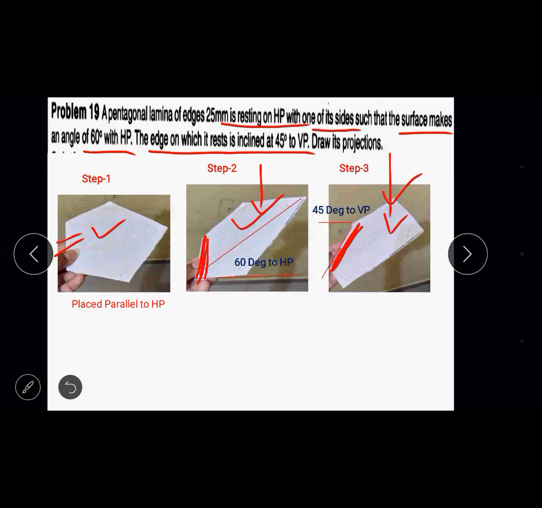In the second step, the resting edge of the pentagon is 90 degrees to VP, and in the third step, the resting edge of the pentagon will be 45 degrees to VP. And if you look at the pentagon in front of you, the corresponding front view of the lamina will be an irregular shape pentagon. So both the views in the third figure, top view as well as front view, will be irregular shape lamina.